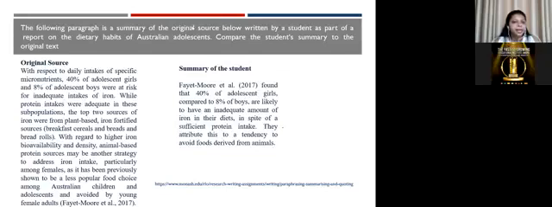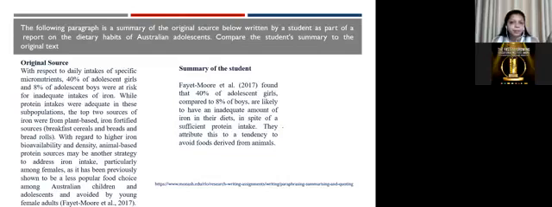With respect to daily intakes of specific micronutrients. Now, is that an important thing? That first part of the sentence, is that relevant? No, that is not relevant. But let's see. 40% of adolescent girls and 8% of adolescent boys. Is that statistic relevant? Yes, that percentage is relevant. So you can take that.